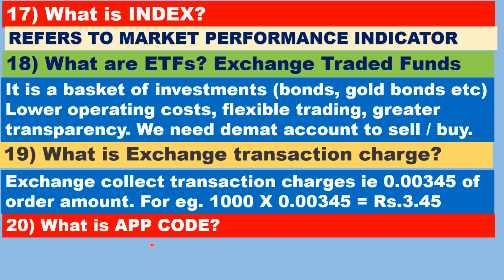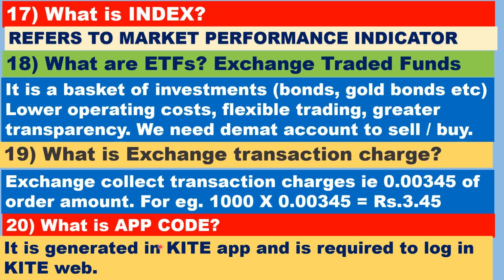What is an app code? In the case of Kite, when you use the mobile Kite app, there is no need for an app code. Suppose you want to use the web or a computer, then in the settings, personal, you will have an app code. This is valid for 30 seconds. You get the app code, copy it, and you can open it in the web.